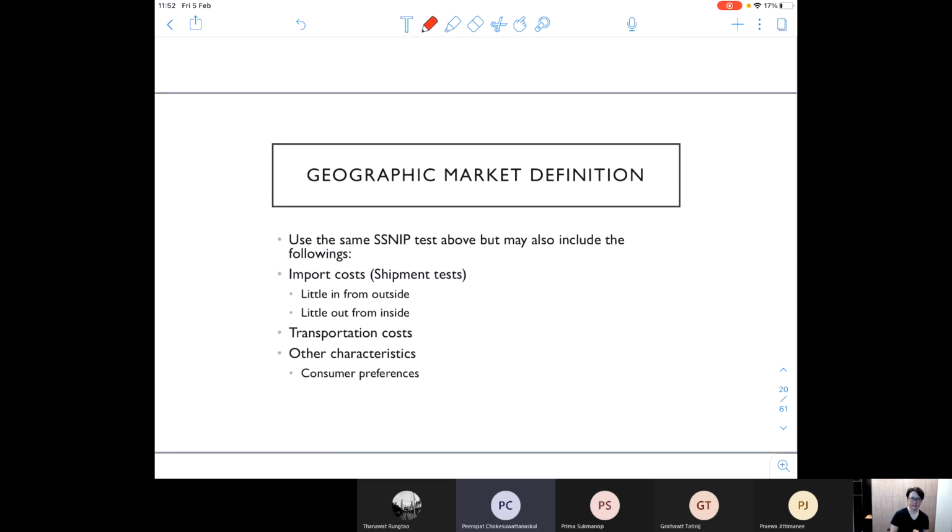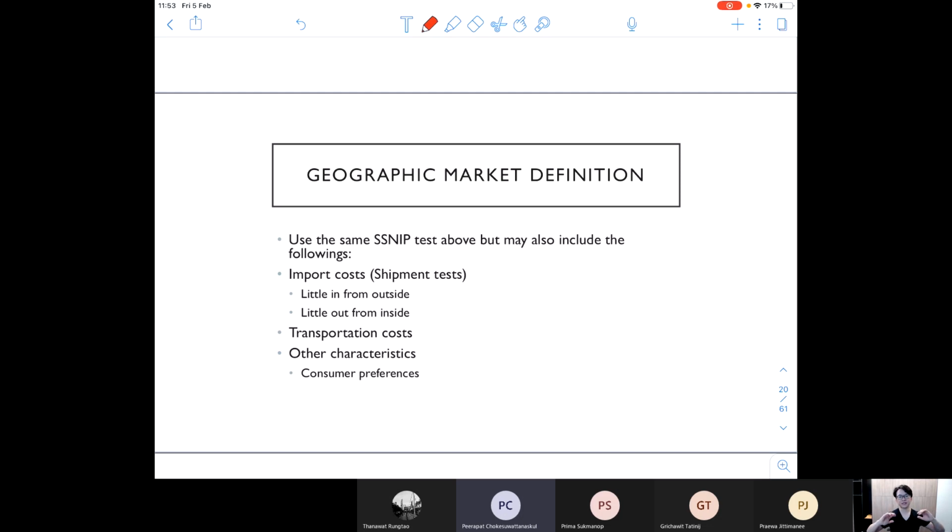And for geographic, you can use the same SNIP test above, but you can also have this sort of shipment test. Shipment test is the idea that this is a little in from outside, a little out from inside. It's just like the way that you push the market boundary out, right? And you say, okay, if I expand this and people want to come into this geographical area, how much effort would they have to put in, until you find that there won't be that many players who would come in from outside the market? Then that would be little in from outside, right?